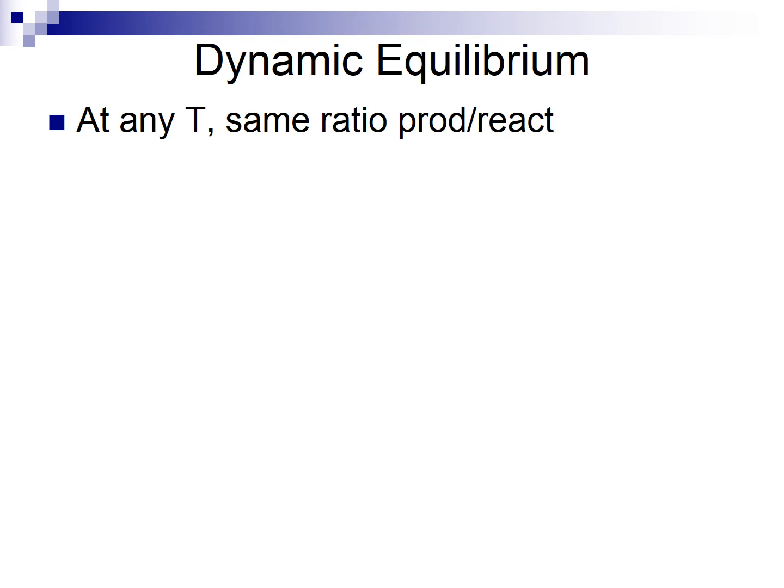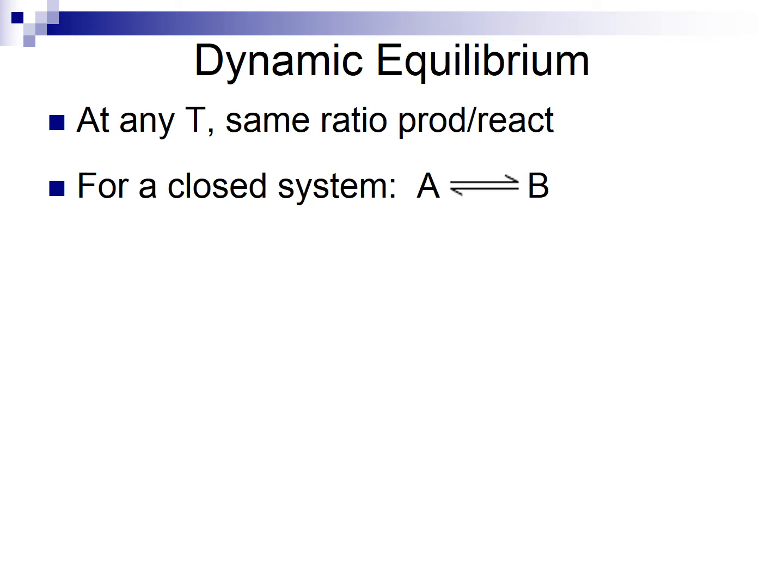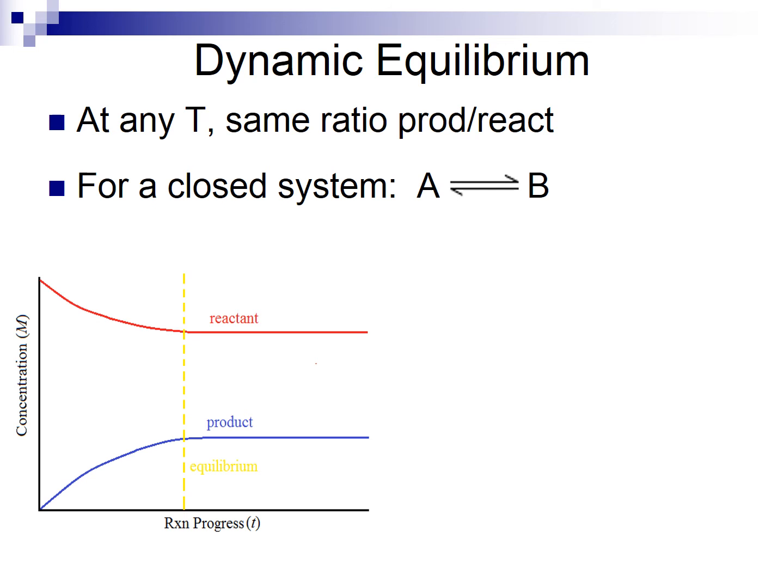In a dynamic equilibrium, at any temperature, we're going to have the same ratio of product to reactant. So our ratio of product to reactant is a temperature-dependent process, but for a specific temperature, we expect to have the same ratio. For a closed system of A yielding B, if I start with nothing but reactant and no product, over time my reactant is going to be consumed and my product is going to form. Eventually it will come to a point where their concentrations no longer change. This is the point at which we've established equilibrium.